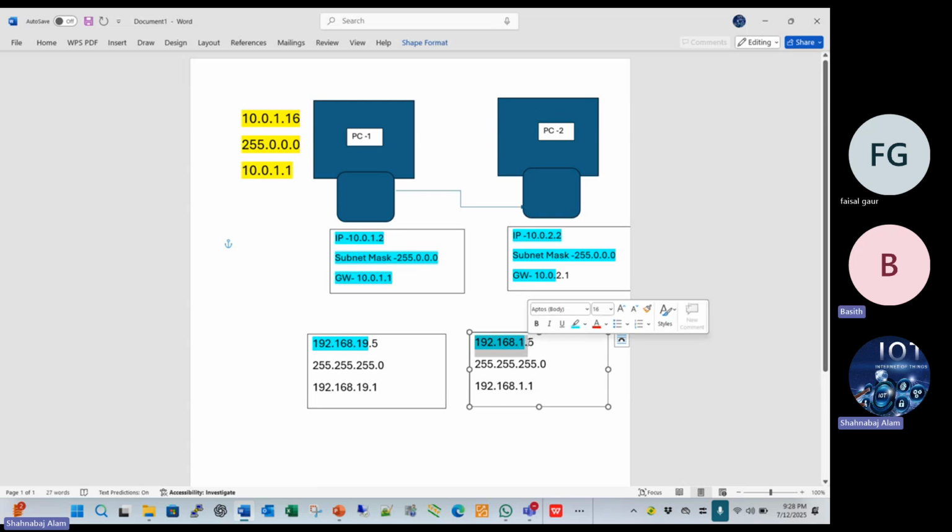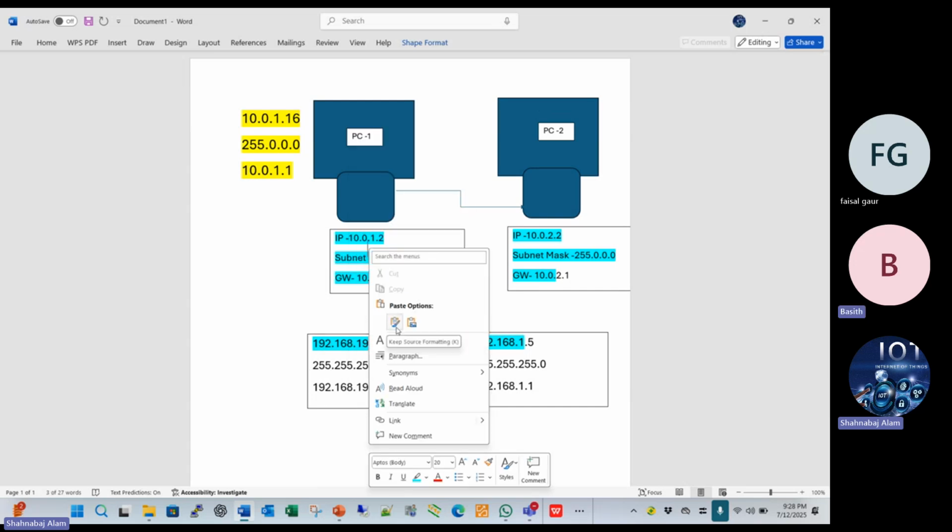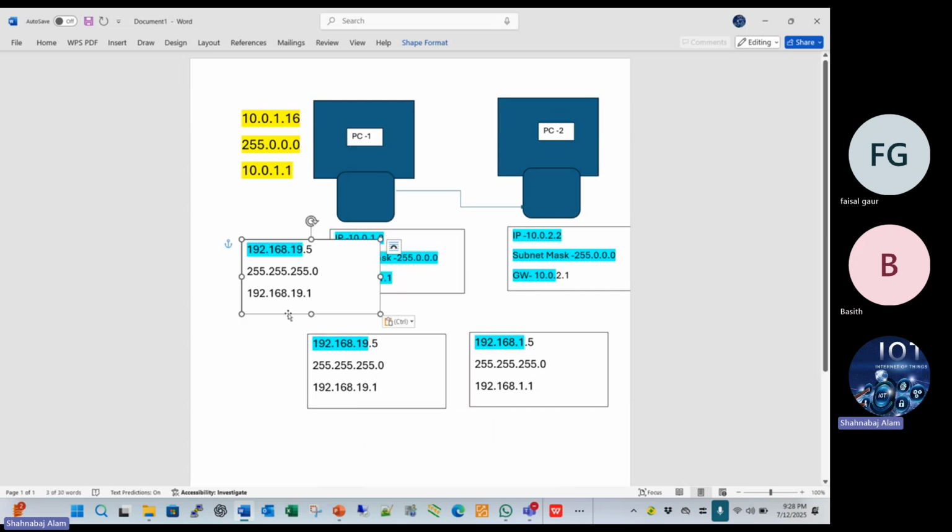Right now both are different. This is a different network, and this is a different network. Only two octets are matching here. But if you have a class C IP address, I will give you an example of class C.